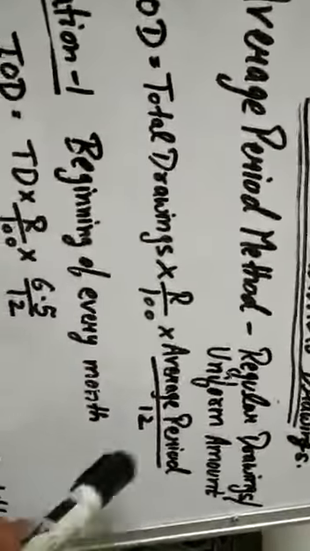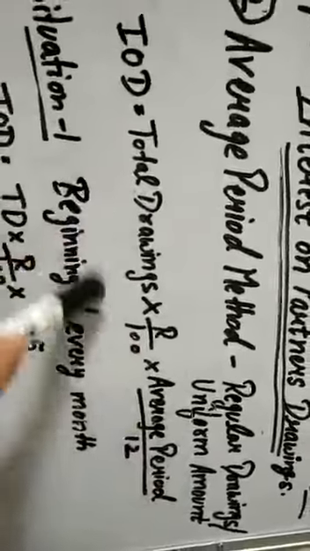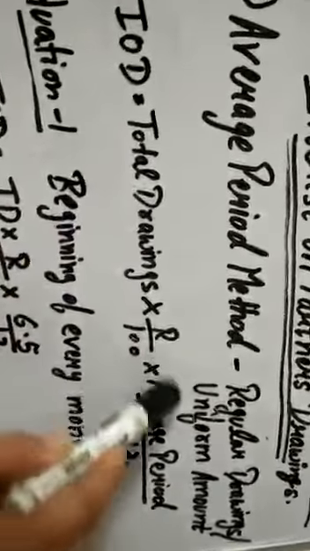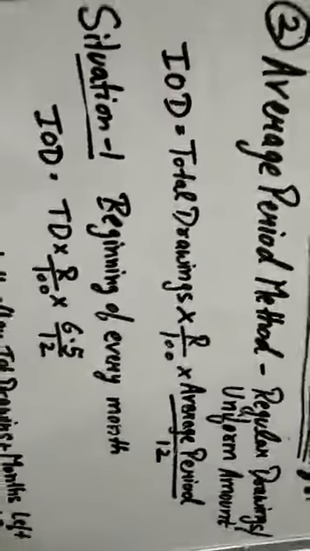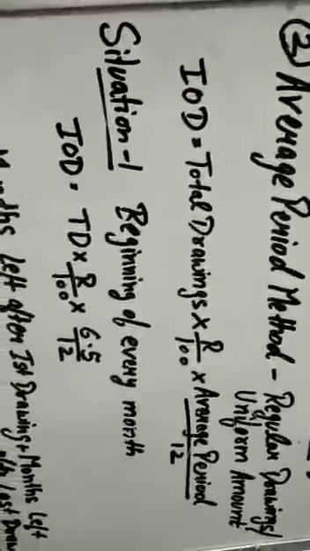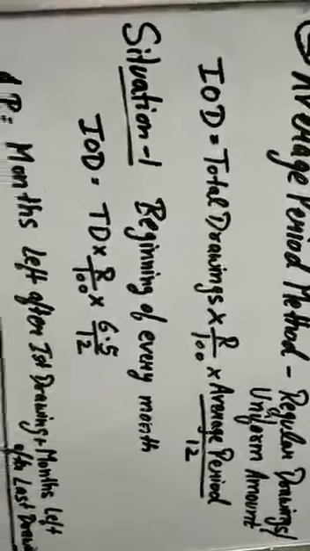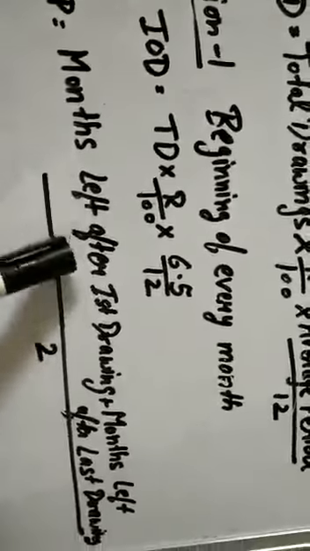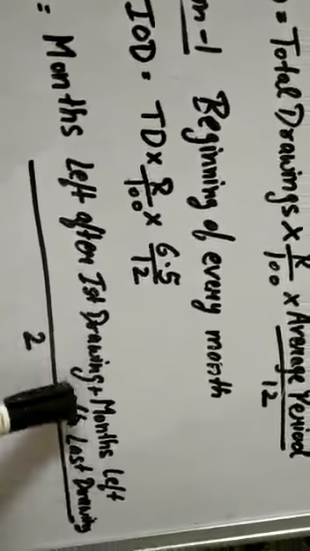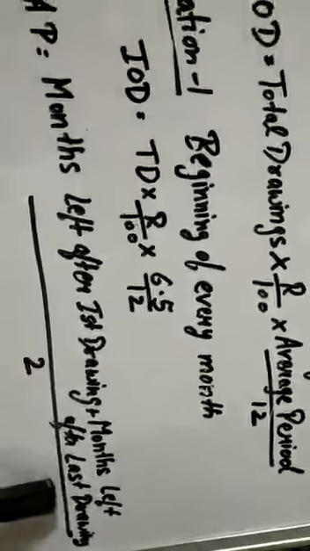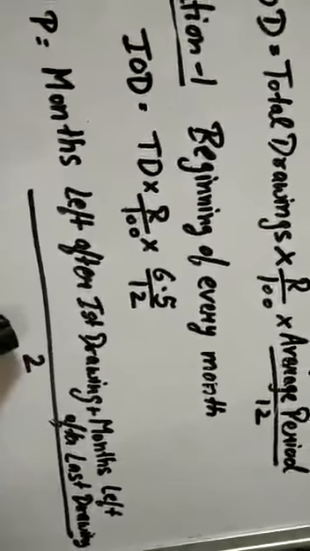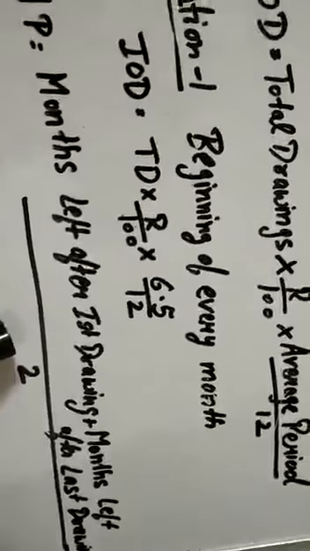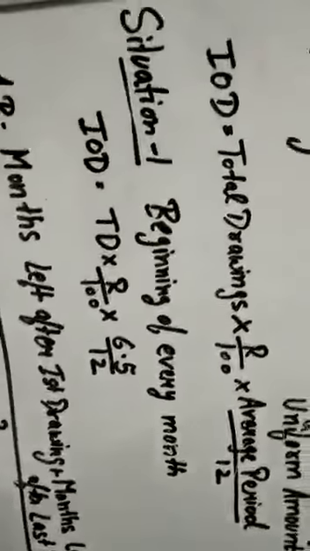Now, what is this average period? Other things are clear to you, but how will you calculate this average period? For calculating the average period, there is a formula. The formula is months left after first drawing plus months left after last drawing, divided by 2. How is this possible? So let me explain to you.